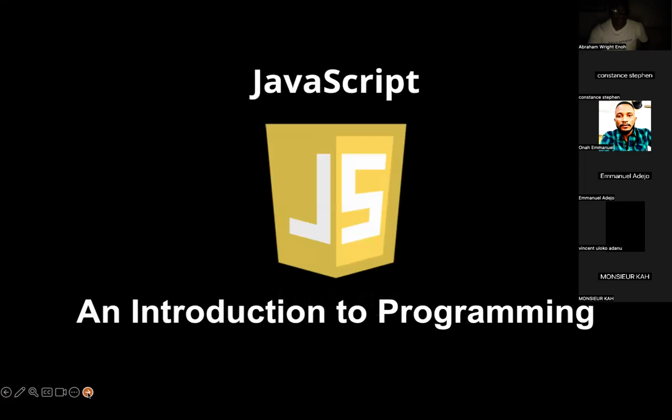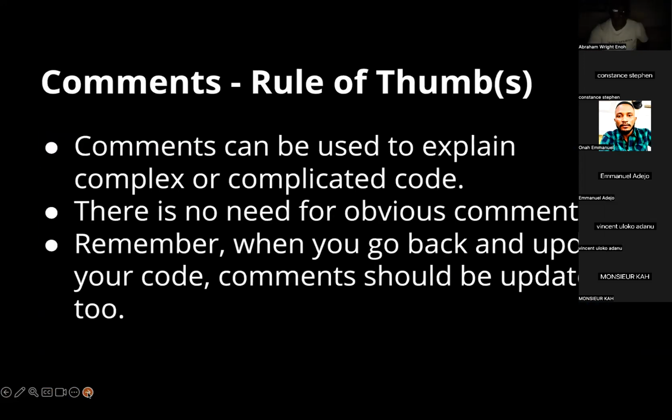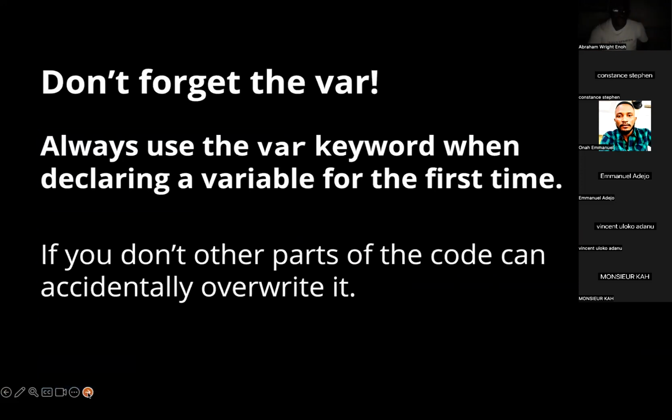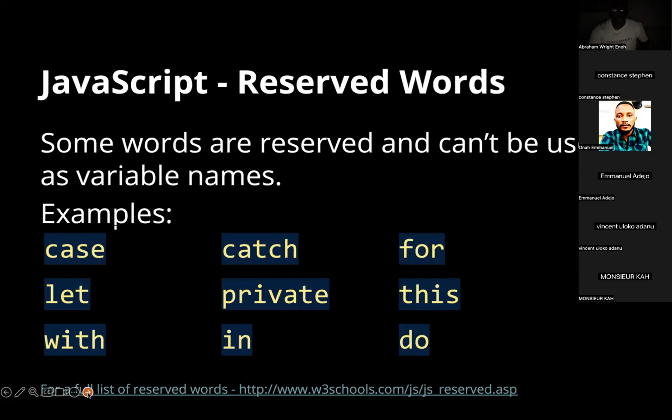And I'll show you this. Did you see let here? Do you see let? This is what I was trying to justify. Do you see let, case, with, cash, private, in, do, for. The word for is very useful when you are going for a loop. There is a loop called for loop.